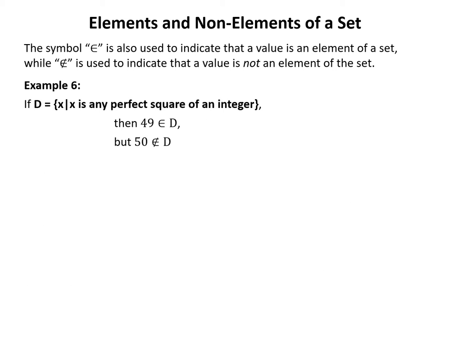That symbol, the element-of symbol, is also used to indicate that a value is an element of a set, while its opposite, with the line going through it that you see in the slide, means that it is not an element of the set. So in example 6, if we define D as the set of X such that X is any perfect square of an integer, then we can say that 49 is an element of the set D, but 50 is not an element of the set D.